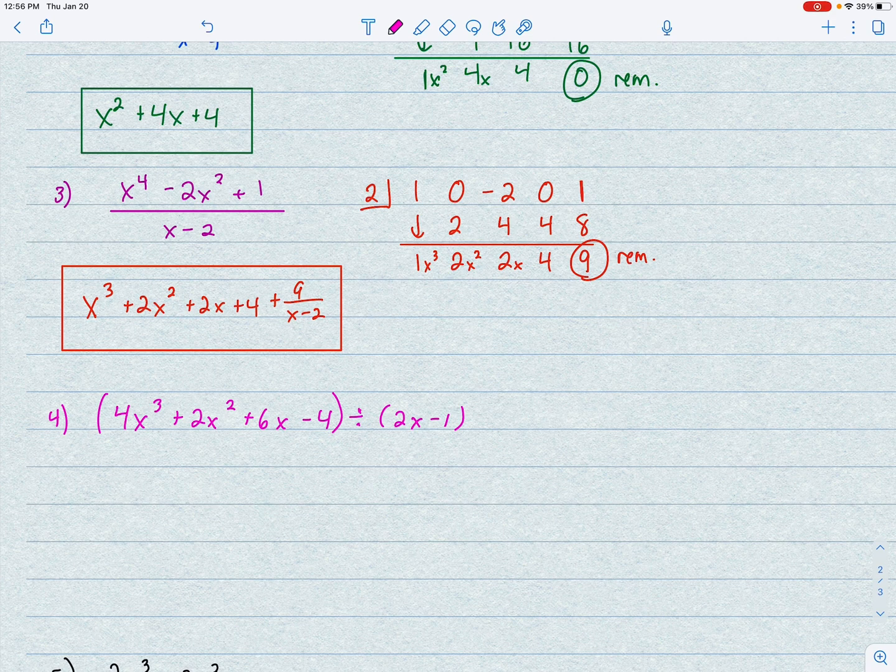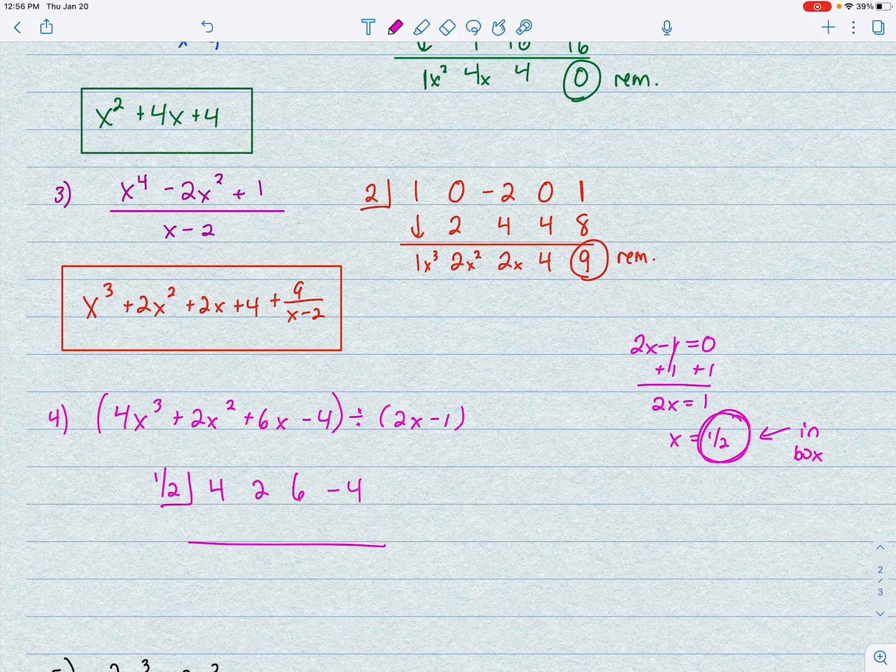So actually now the number that goes in the box, you have to basically take 2x minus 1 and set it equal to 0. This is the number you're going to put in the box. So if there's a coefficient of x that's not a 1, that's what you're going to do first, and then that number goes in that little box. Then we list the coefficients, same way, x cubed, x squared, x to the first, and then the constant.